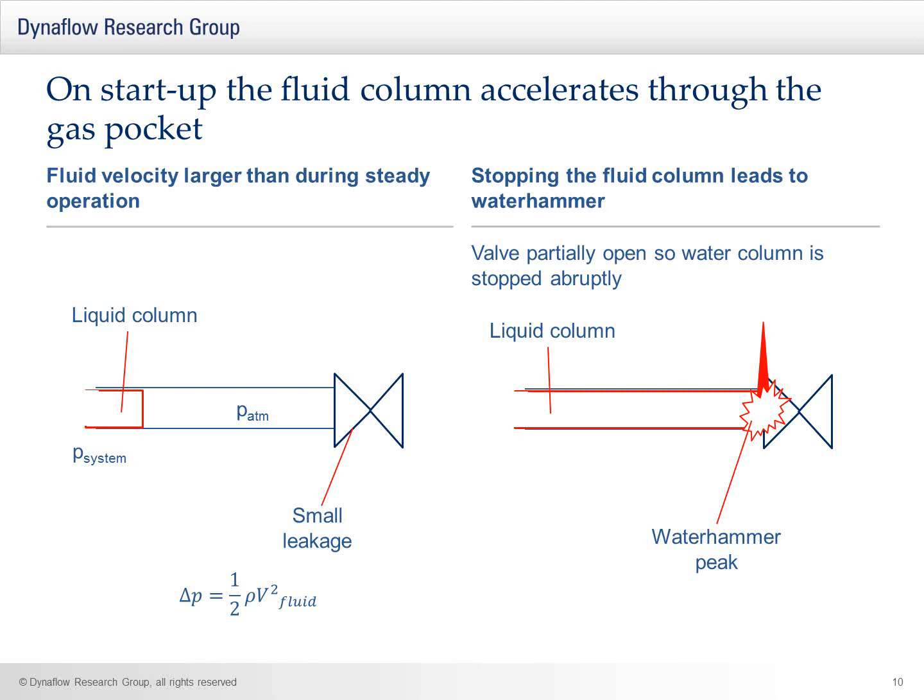The fluid column will accelerate into the gas based on the difference between the system pressure and the atmospheric pressure. So look at Bernoulli to give us the velocity of the fluid. So this will be typically much higher than during steady state operation. However, when this liquid column reaches the point of the leak, the fluid column will be stopped abruptly, as the fluid column cannot pass through the small leakage in the same way the gas could. And this will lead to a large waterhammer peak. For example, it could easily be that the liquid column will be travelling 10 times faster than during steady state operation.